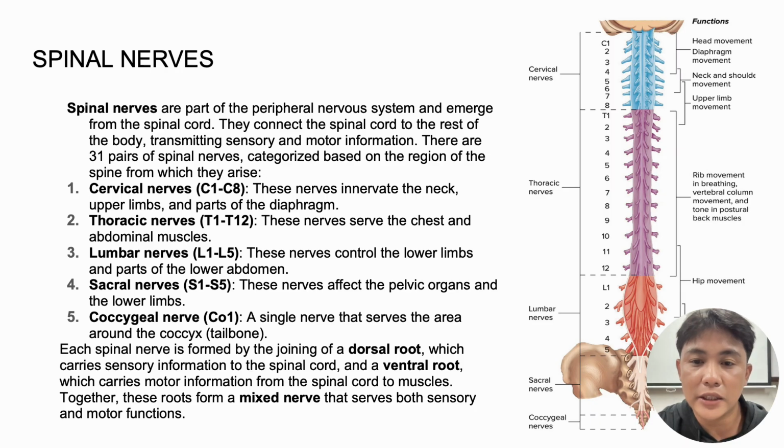Now, to easily remember them, spinal nerves link the spinal cord to the body. The cervical is for the neck and arms, thoracic is for the chest and trunk, lumbar is for lower back and legs, sacral is for pelvis and legs, and coccygeal is for the tailbone area.